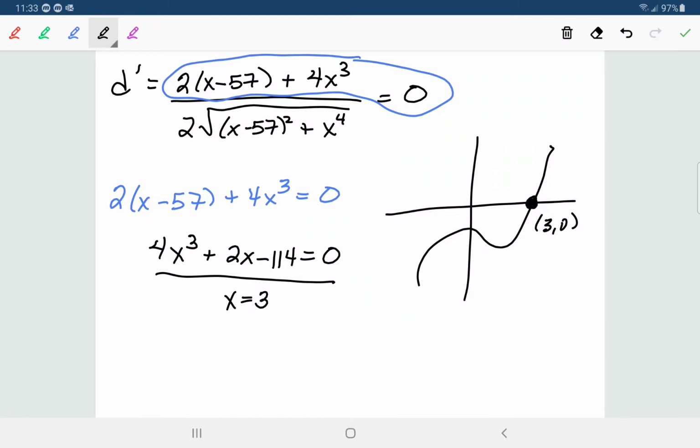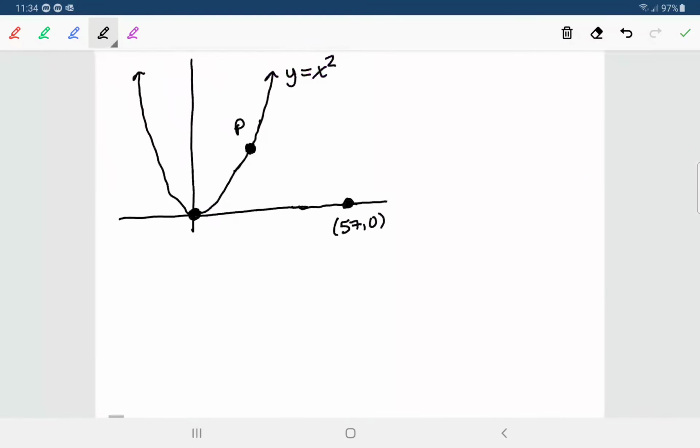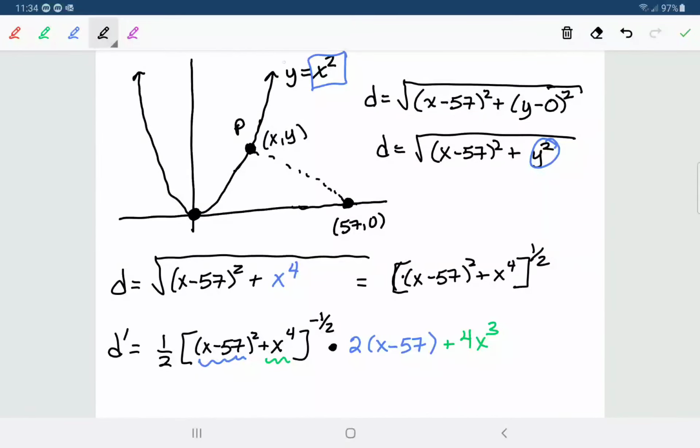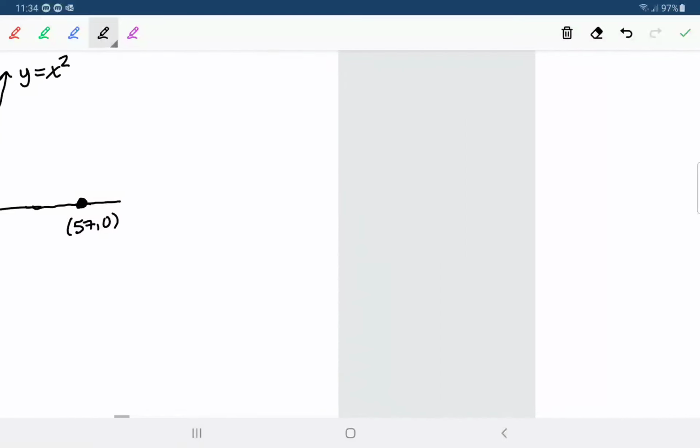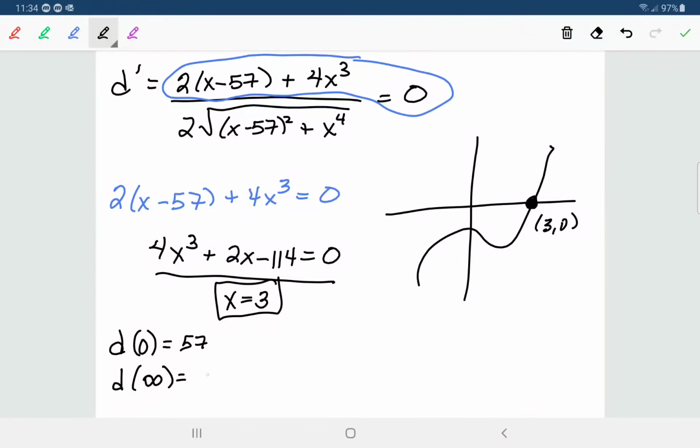So this is our critical value, and then we can evaluate the distance function at our endpoints. Well, the distance between (0, 0) and (57, 0) is just 57. In theory, the distance could go out to infinity as we pick values of x on the parabola that are way, way up, very much further out. So as we keep picking values of x further out, there is no endpoint. There's, in theory, infinity, which is not a good point for us.